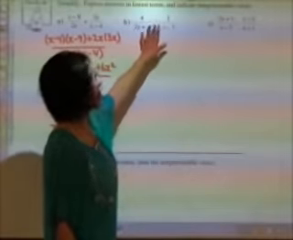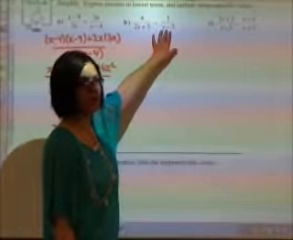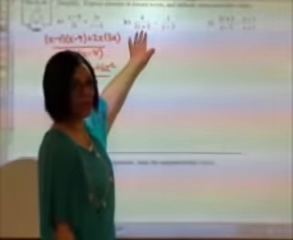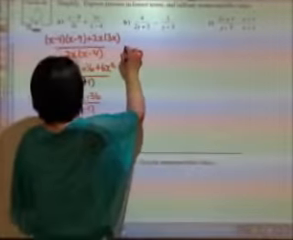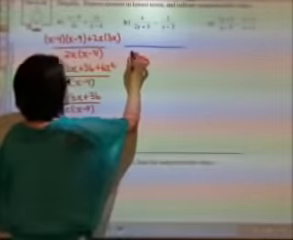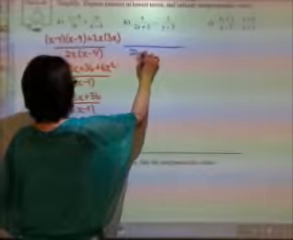So if we look at b, there's not a common factor between my two denominators. So my common denominator would be multiplying the two denominators together.